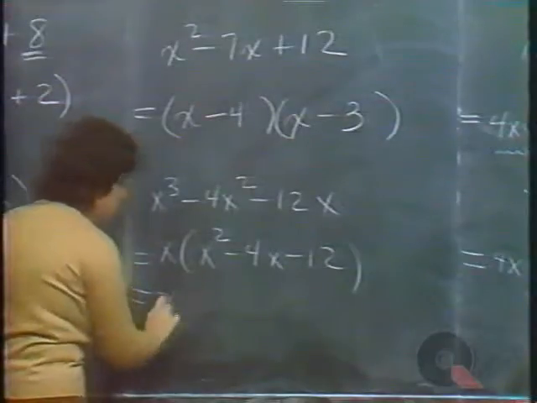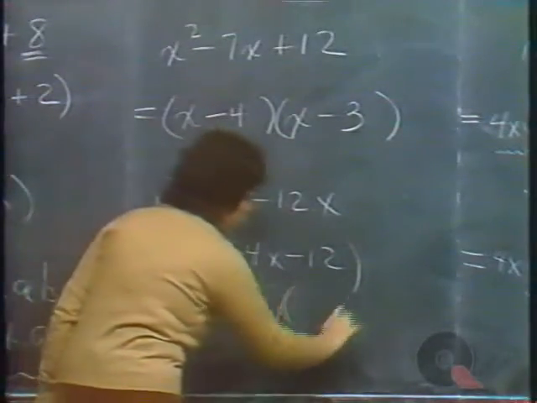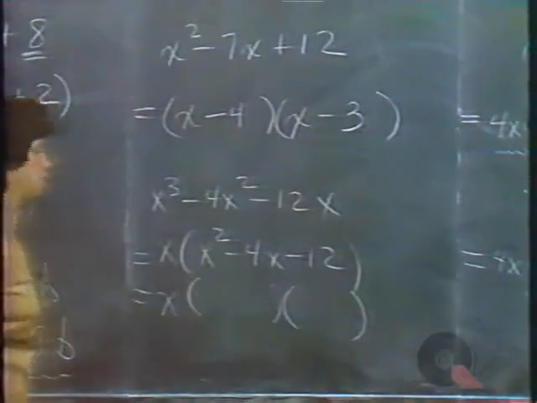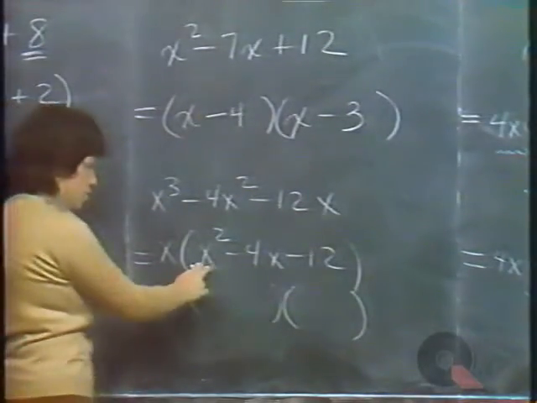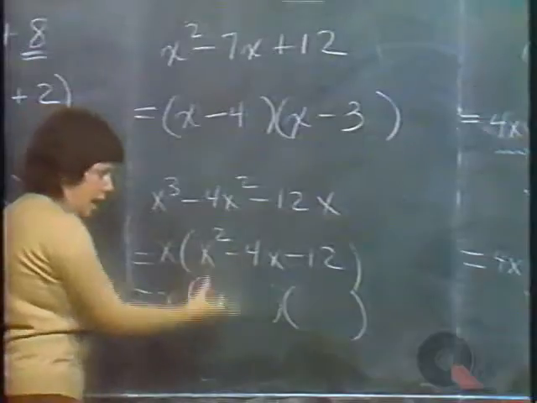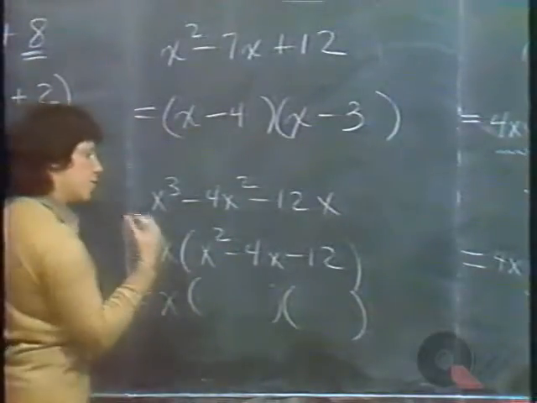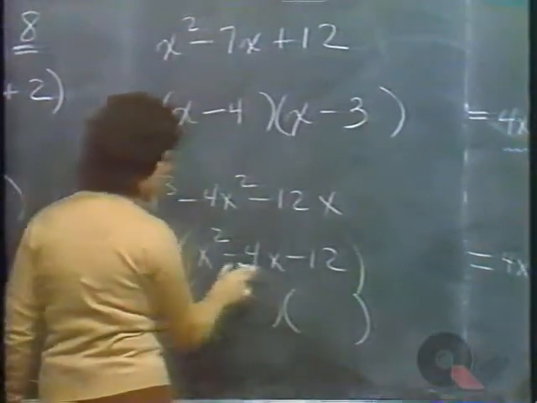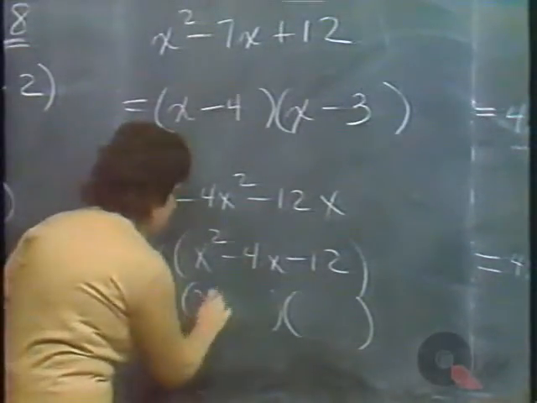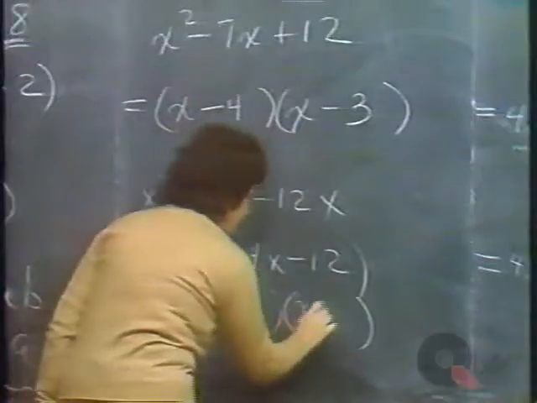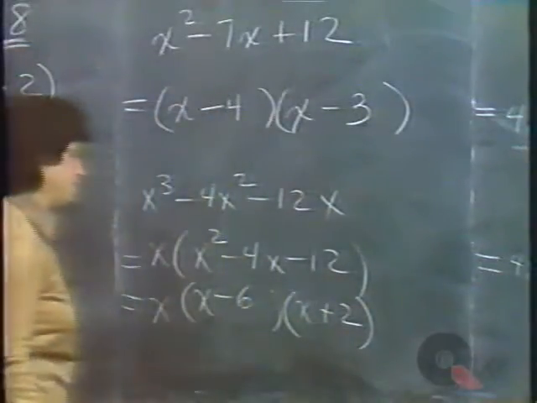We now have x times something which we hope to write as the product of two binomials. Following our procedure, we now have x squared. The lead coefficient is 1, so we can use our technique of saying we're looking for two numbers which multiply to minus 12 and add to minus 4. Okay, we want to multiply to minus 12 and add to minus 4. If you think about that for a moment, I'm sure you'll come up with minus 6 and plus 2 as the way to do it.